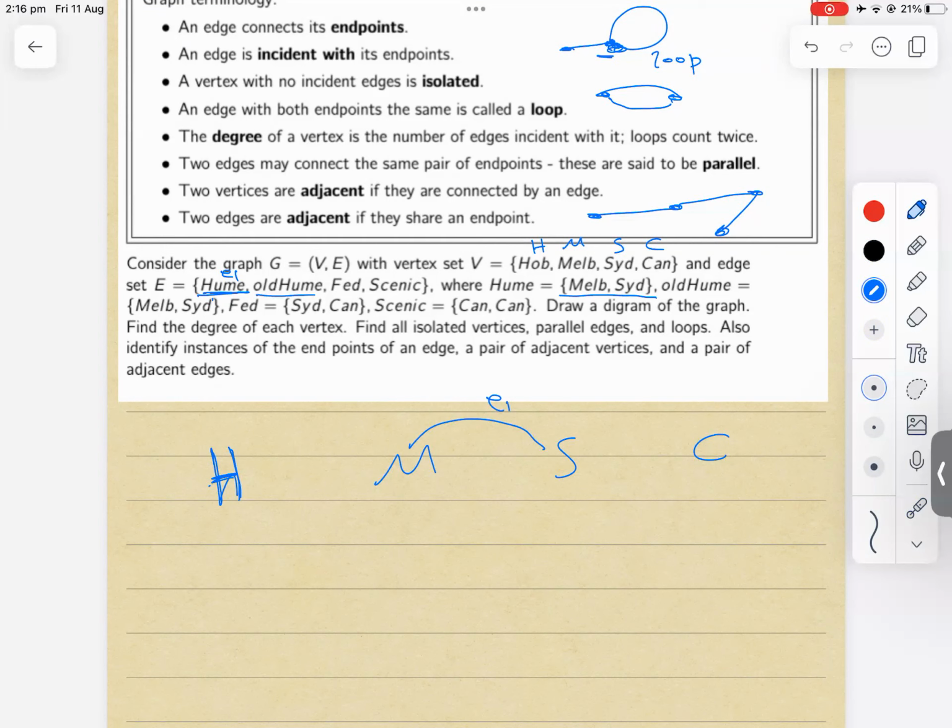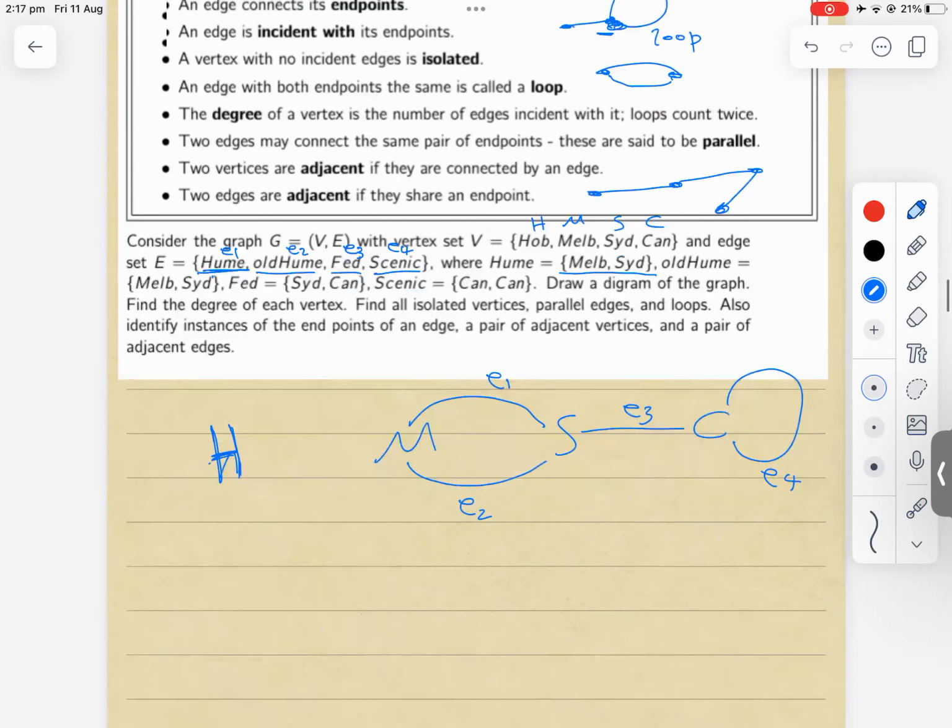Old Road is this one. So Melbourne to Sydney is E2. Fed is E3, which is Sydney to Canberra, and scenic is E4, which is the camera to camera.